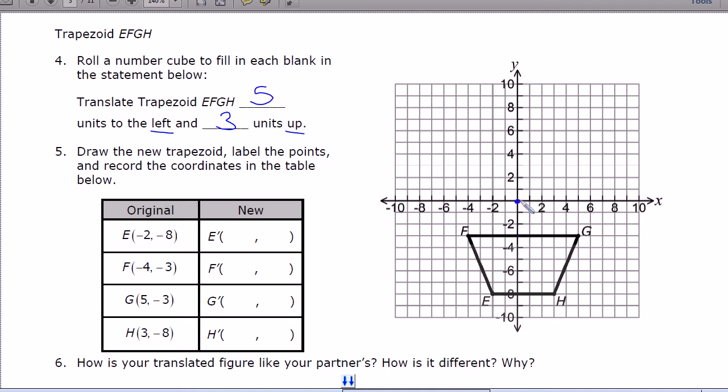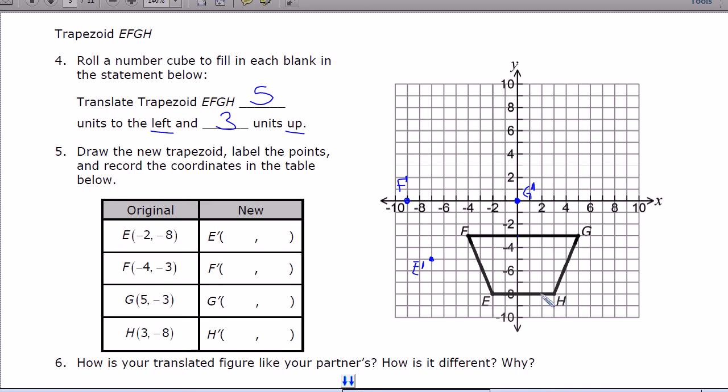1, 2, 3. So G sits right here. Here's my G prime, right at the origin. Okay, now let's look for F. 1, 2, 3, 4, 5, and then 3 units up. 1, 2, 3. So that's F. And then E is going to be 1, 2, 3, 4, 5 units left, and then 1, 2, 3 units up. So there's going to be E prime.